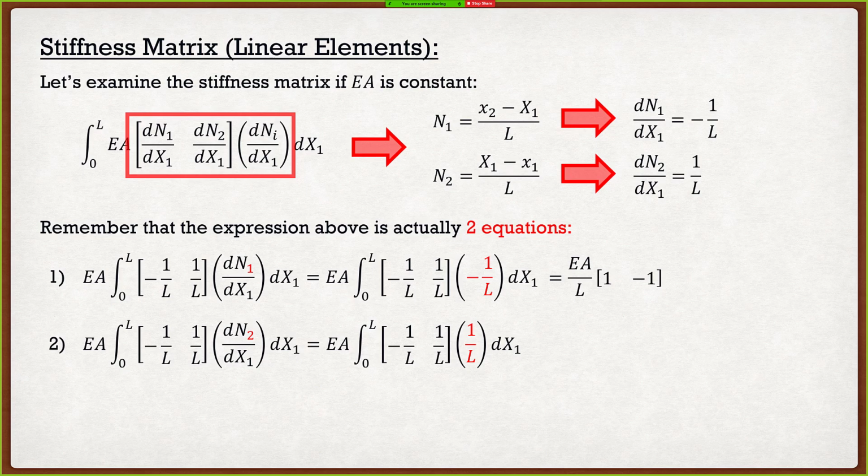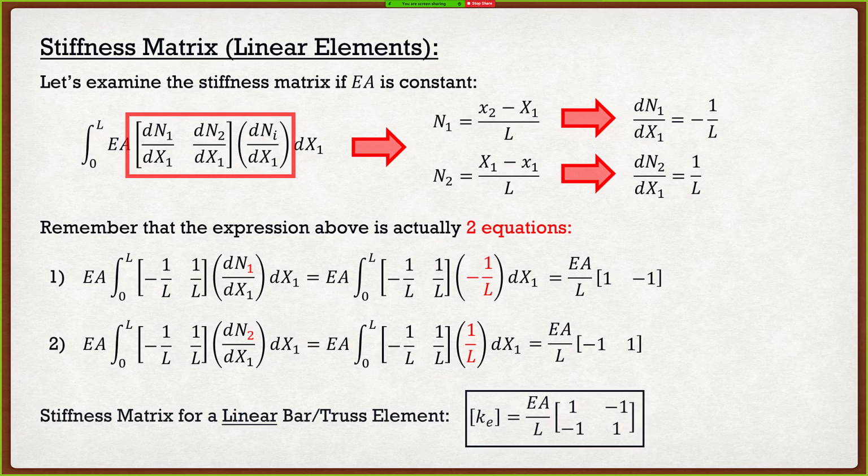In our second equation, we're doing dN2 with respect to x1. And from here, we get EA divided by L, and then the vector negative 1, 1. So the stiffness matrix for a linear bar or truss element is simply going to be EA divided by L multiplied by the matrix 1, negative 1, negative 1, and 1.